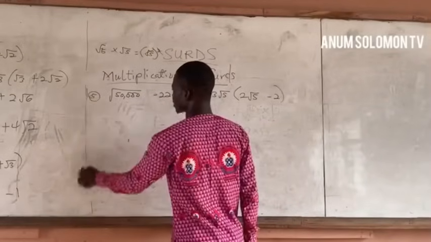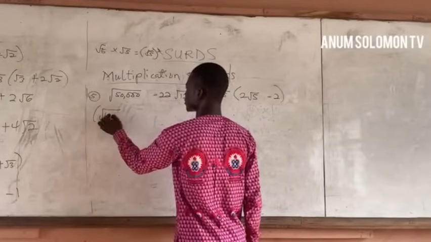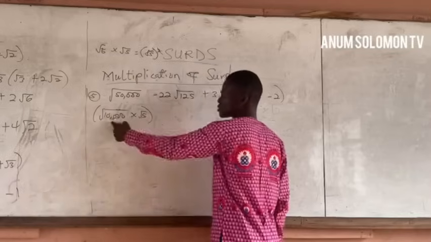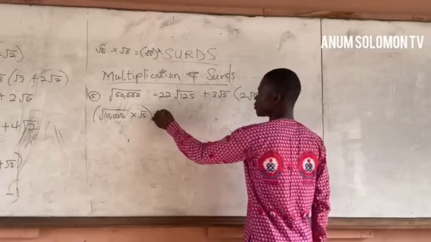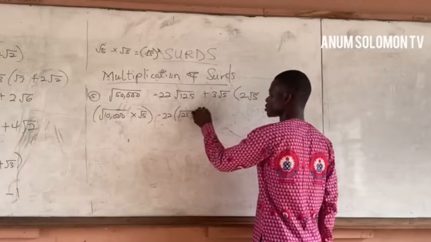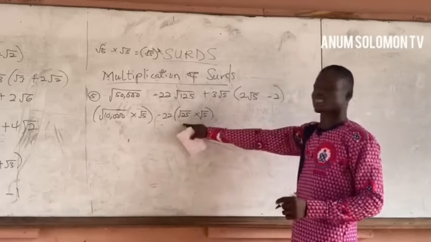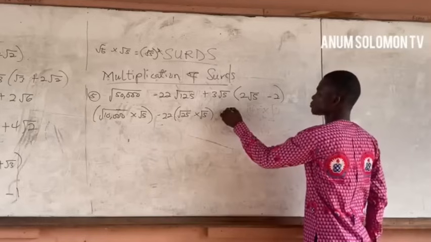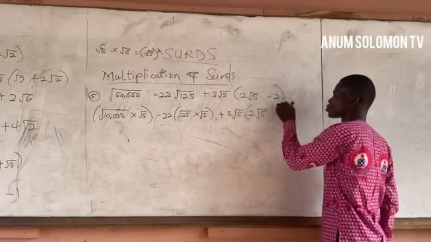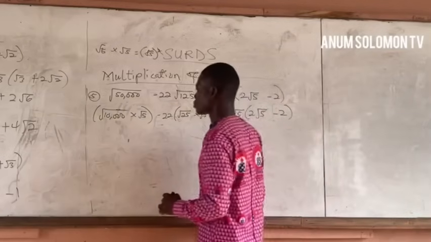The factors of 50,000. We have root of what? 10,000 times root of what? 5. That's 50,000 minus 22 bracket root of 25 times what? 5. So the perfect factor of 125 is 25 plus 3 root of 5, 2 root 5 minus 2. So this is how to go about it.